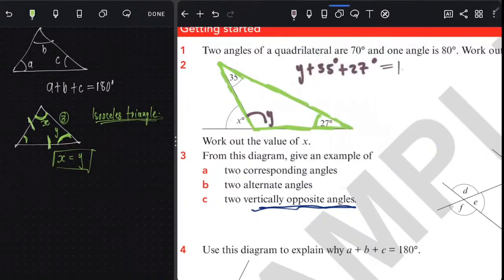Show the invigilator you know. Start by writing this. You should write the truth first. First write this version, and don't just say minus. Now tell me, what's the answer here? What is 35 plus 27? Yes, it's 62. So Y plus 62 degrees is equal to 180 degrees.